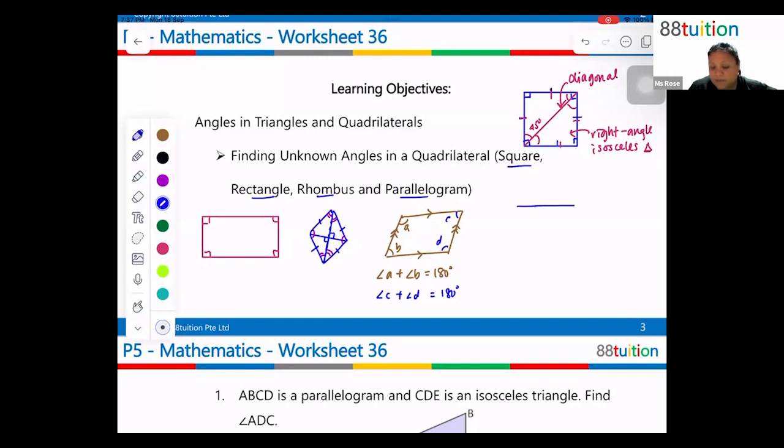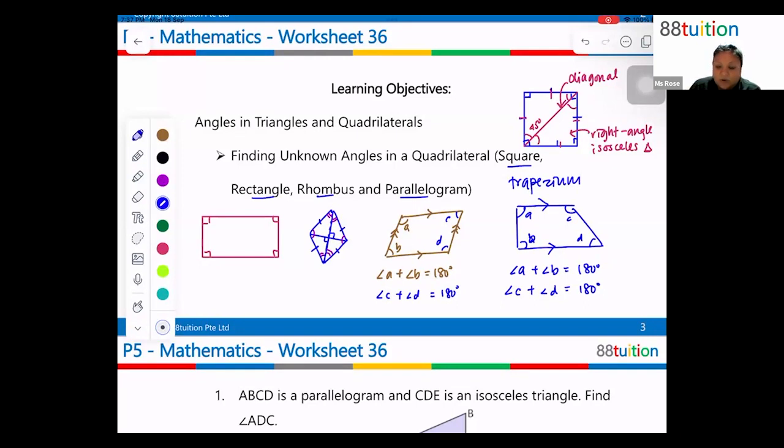Now, one more shape is trapezium. Trapezium has only a pair of parallel lines. So that means these two angles, angle A plus angle B, must be equal to 180. Even these two angles, angle C and angle D, is also 180 degrees.